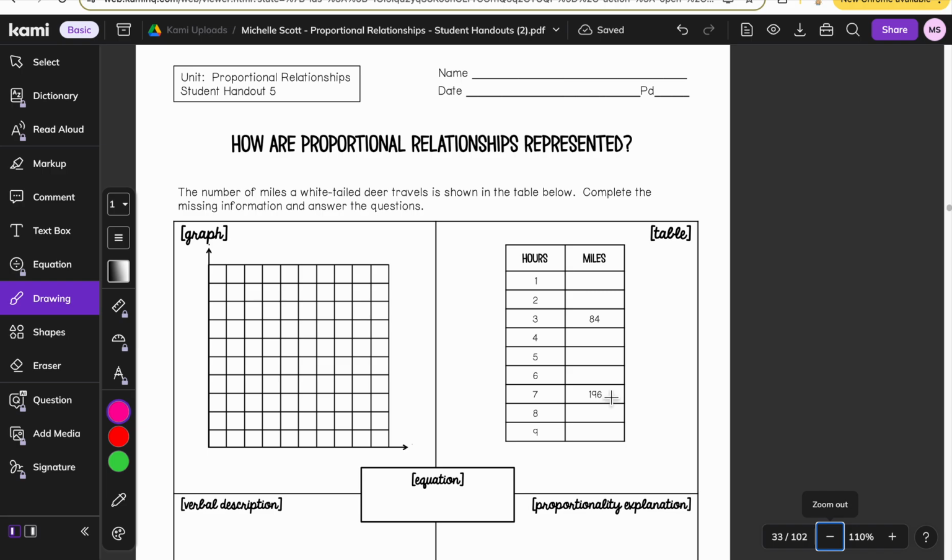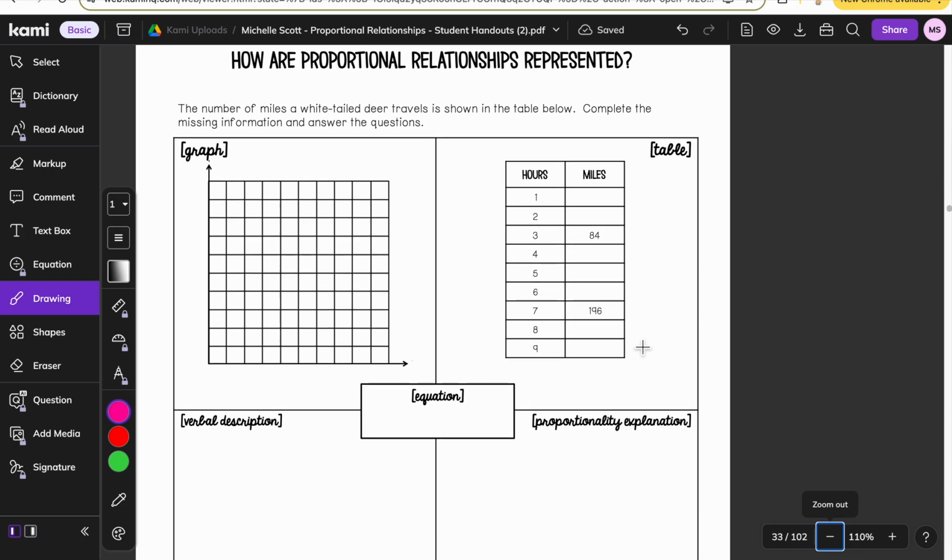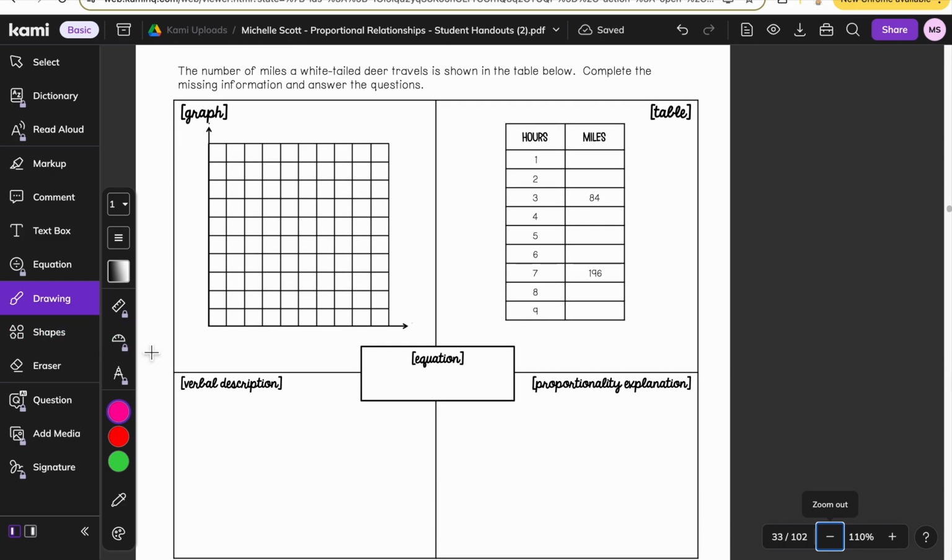So this part, we're just putting everything together. We already know how to graph. You already know how to make a table and an equation. So now we're just putting everything together regarding a proportional relationship.